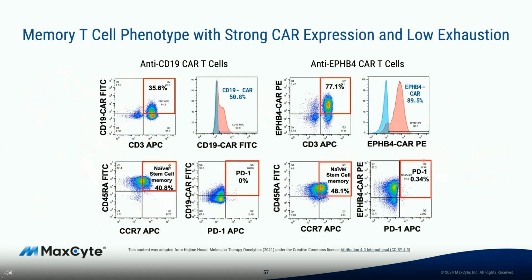After that expansion process, with 2 different CAR T cells, CD19 and EPHB4 CAR, he was able to get 50% and 90% expression of the CAR respectively. And in terms of the memory phenotype, they had majority stem cell memory phenotype with low PD-1 exhaustion markers.